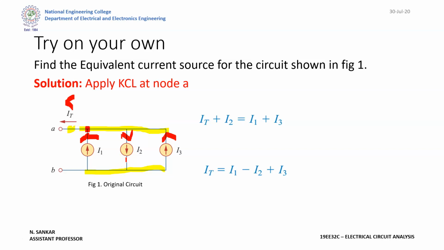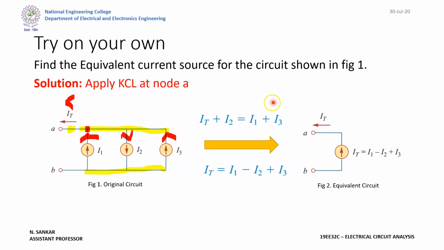The takeaway is that you have to take the current value as positive if it is entering the node, and negative if it is leaving the node, and sum up all the currents either leaving or entering the node. It will be equal to 0. So this is the takeaway from Kirchhoff's current law, and this will be our answer. If you draw an equivalent circuit, we have three current sources converted to a single current source, and the value is equal to I1 minus I2 plus I3.